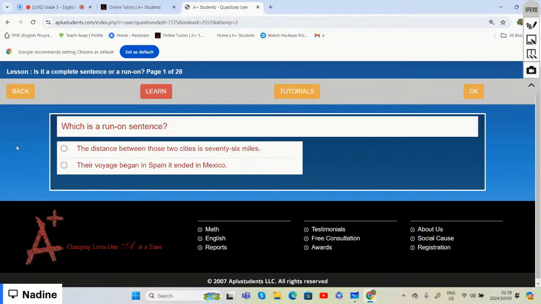No problem. We need to say which one is a run on sentence. Remember, a run on sentence is like two sentences, right, that either has no end punctuation or has a comma that separates the two sentences. So which is a run on sentence? Option one, the distance between those two cities is 76 minutes, or option two, the voyage began in Spain, it ended in Mexico.